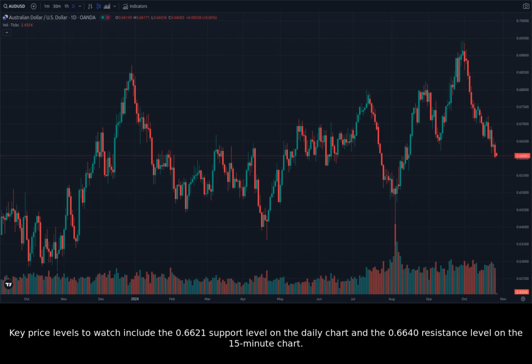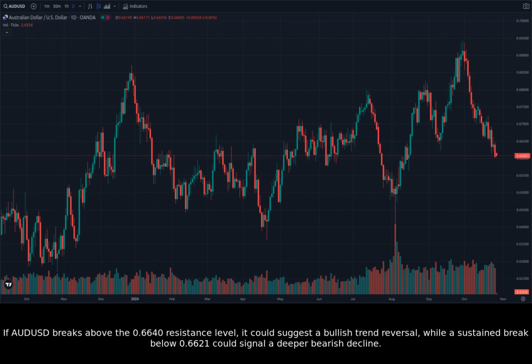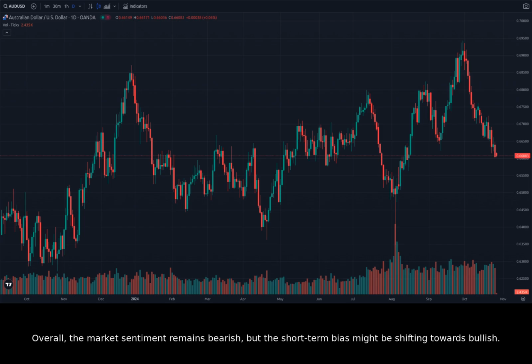Key price levels to watch include the 0.6621 support level on the daily chart and the 0.6640 resistance level on the 15-minute chart. If AUDUSD breaks above the 0.6640 resistance level, it could suggest a bullish trend reversal, while a sustained break below 0.6621 could signal a deeper bearish decline. Overall, the market sentiment remains bearish, but the short-term bias might be shifting towards bullish.